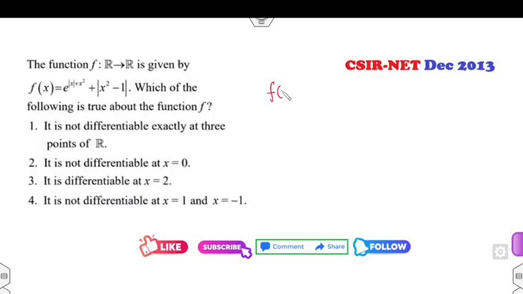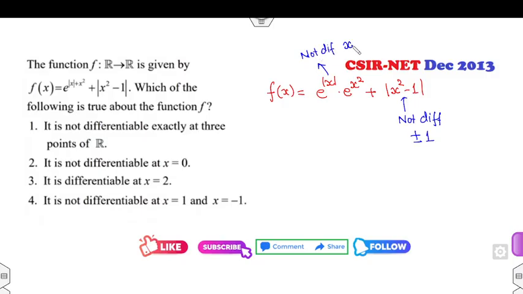Your function f of x is e raised to the power mod x times e raised to the power x square plus x square minus 1. So clearly this function is not differentiable at plus or minus 1, and it is also not differentiable at x equal to 0. So how many points are there at which the function is not differentiable? 0, 1, minus 1.